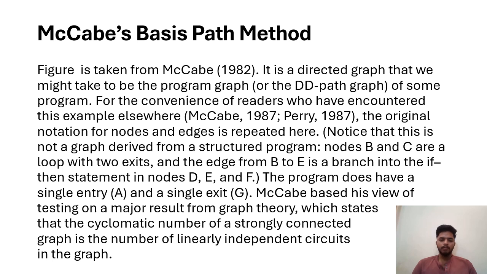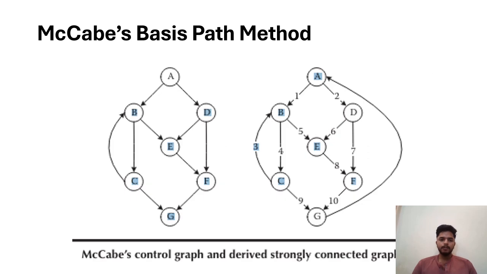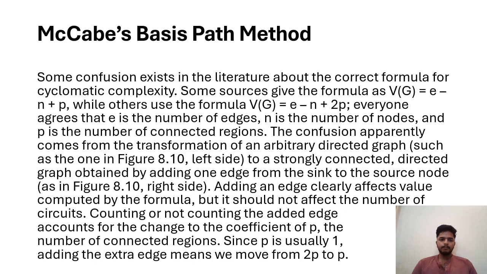McCabe based his view of testing on a major result from graph theory, which states that the cyclomatic number of a strongly connected graph is the number of linearly independent circuits in the graph. So here is McCabe's control graph and the derived strongly connected graph, which shows how A, B, C, D, E, F, and G are connected in order so as to possibly cover all the paths.